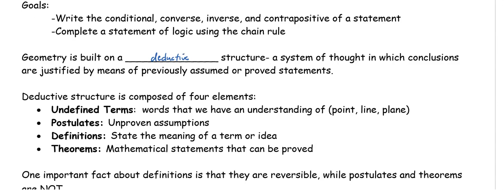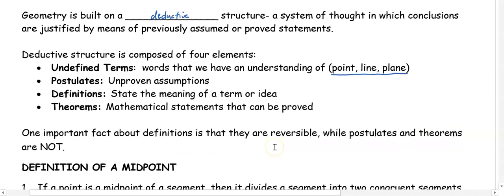So a deductive structure is composed of 4 elements. The first is undefined terms. These are words that we have an understanding of. The 3 most important undefined terms in geometry are a point, a line, and a plane. Postulates are unproven assumptions. Definitions state the meaning of a term or an idea, and theorems are mathematical statements that can be proven. So later on when we get into proofs, we can actually prove some statements, which are then theorems.